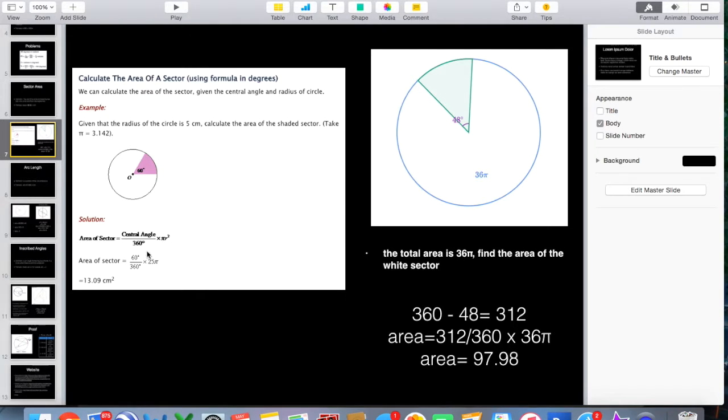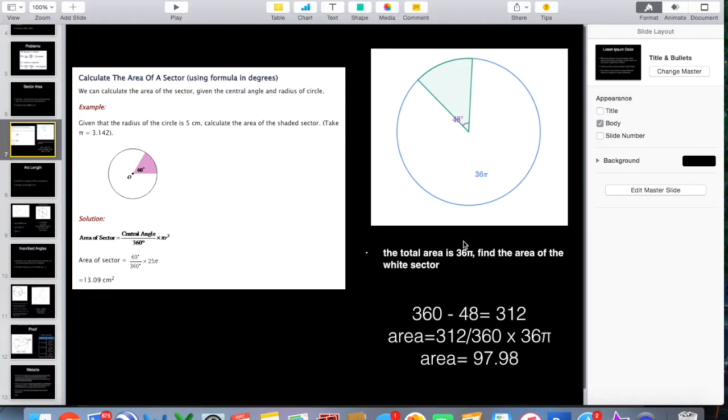So they gave us the formula right here. So then we have to plug it in, and it says sector area equals 60 degrees over 360 degrees times 25 pi. And the reason why it's 25 pi is because we already multiplied 5 times 5 by itself because of the 2. So then this would simplify to 13.09 centimeters squared.